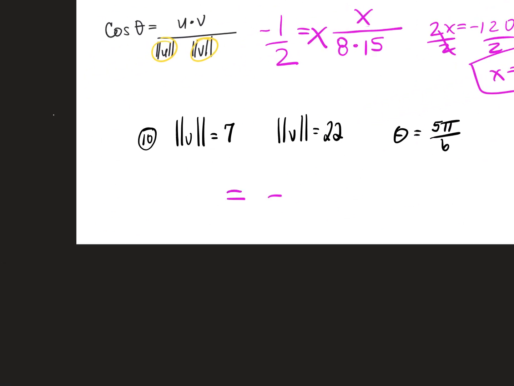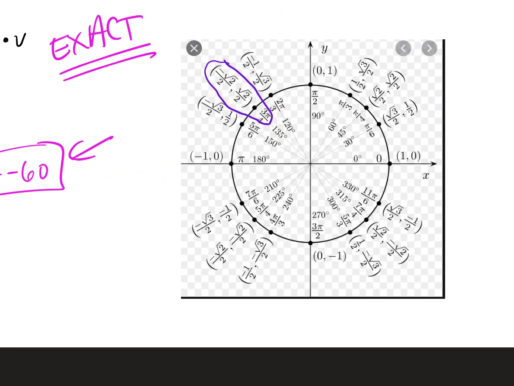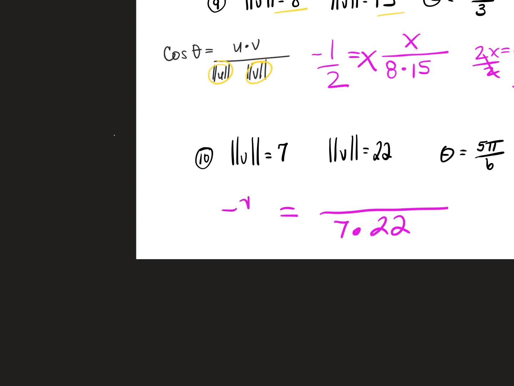Let's think about what we have. We have the 7. We have the 22 on the bottom. We have the cosine of 5 pi over 6 because it's over here on the unit circle. What is the x value of 5 pi over 6? Negative root 3 over 2, okay? Negative square root of 3 over 2. And we're trying to find the dot product, correct? We're trying to find this value up here.